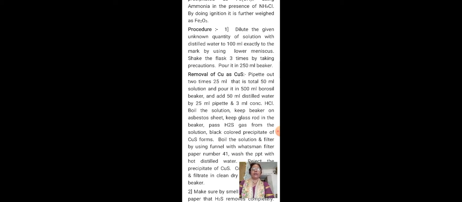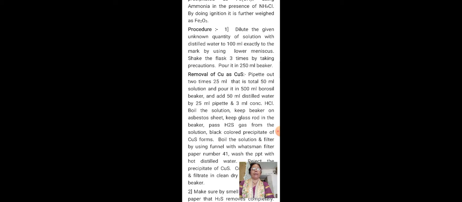Now, the first step we must follow is that we don't want copper in the solution. Copper must be removed, and only after that can we get the pure form of iron. That is, removal of copper as copper sulfide. This step is very important while doing this practical.